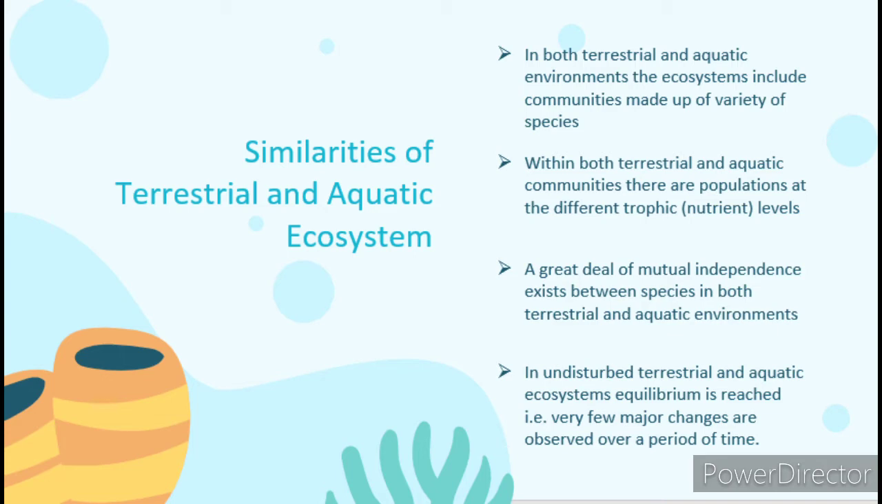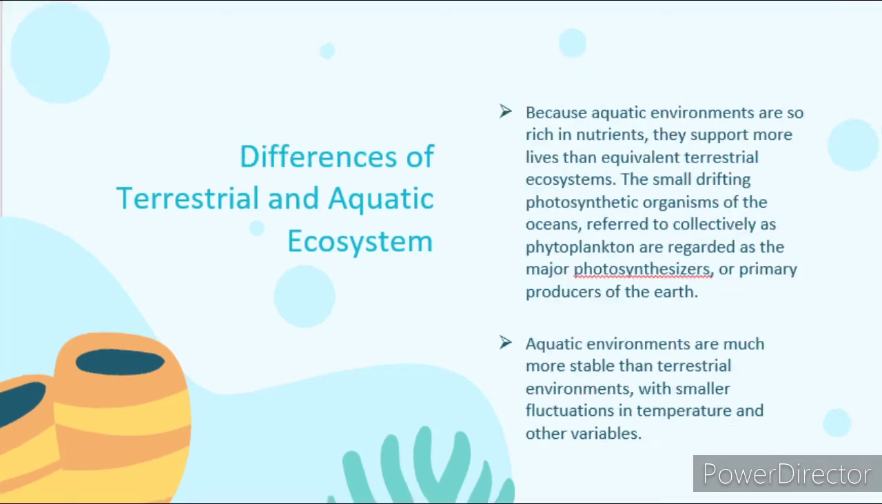So 4th, in an undisturbed terrestrial and aquatic ecosystems, equilibrium is reached. Very few major changes are observed during a period of time. Equilibrium is a state of rest or balance due to the equal action of opposing forces. So, dako naman tayo sa differences of terrestrial and aquatic ecosystem.